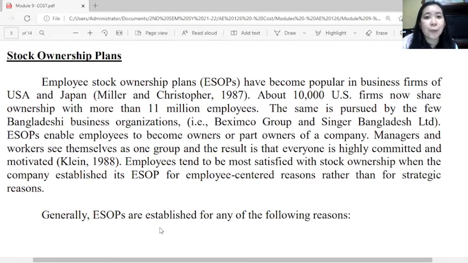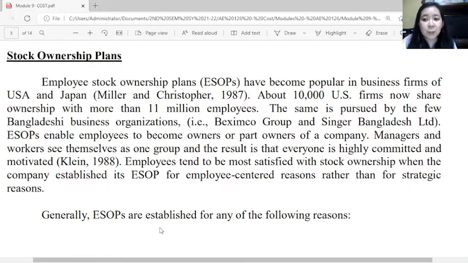So this is another type of profit sharing. Employee stock ownership plans have been popular in business firms in the US and Japan. About 10,000 US firms now share ownership with more than 11 million employees. In this case, this is actually the formal ownership of the company by the employees. So at the same time, they are the employees and the owners. So it will motivate them to work because they will work for their own company. That's the reason behind it.